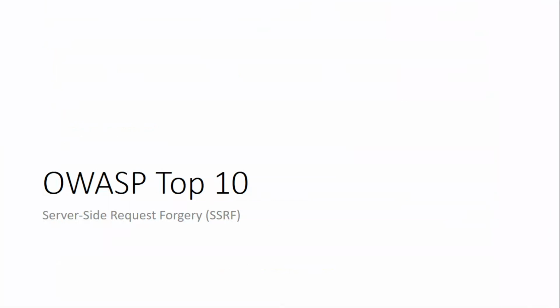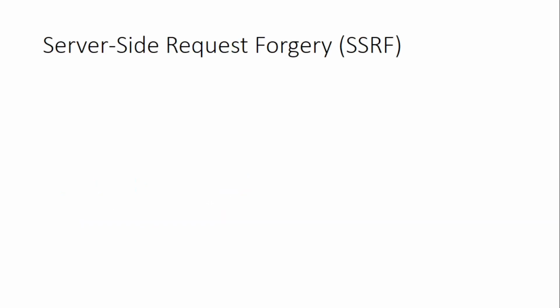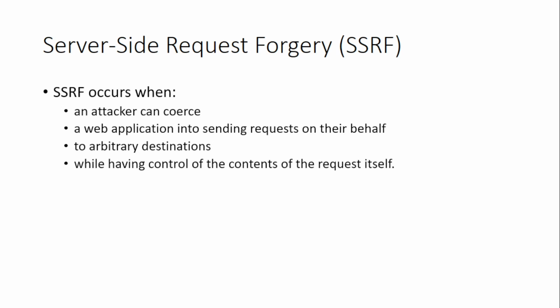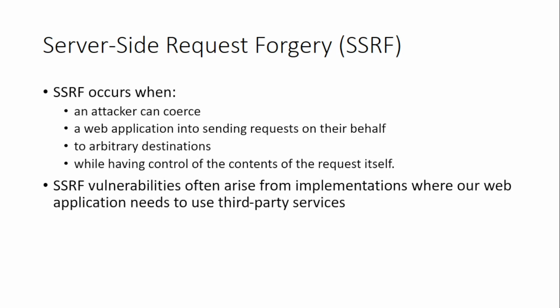And the last one on the OWASP top 10 list is server-side request forgery, or SSRF. This type of vulnerability occurs when an attacker can coerce a web application into sending requests on their behalf to arbitrary destinations while having control of the contents of the request itself. SSRF vulnerabilities often arise from implementations where our web application needs to use third-party services.